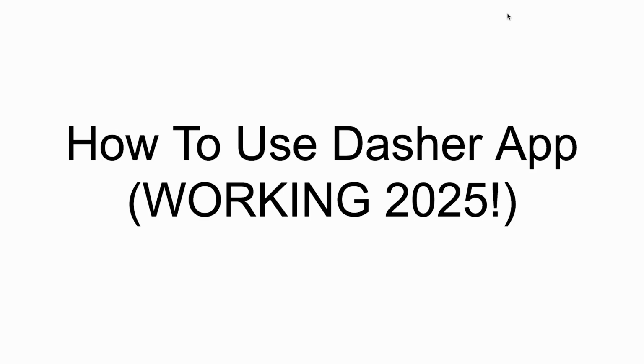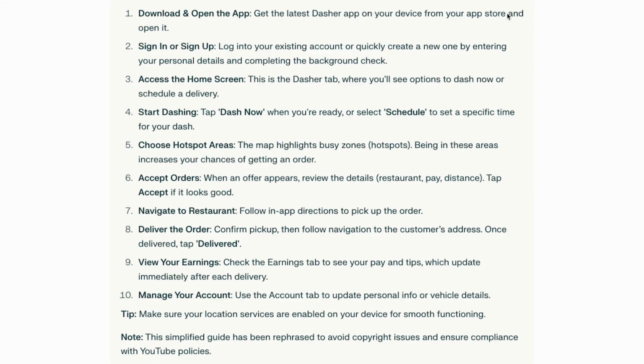How to use Dasher app. Download and open the app. Get the latest Dasher app on your device from your app store and open it. Sign in or sign up. Log into either your existing account or quickly create one by entering your personal details and completing the background check.